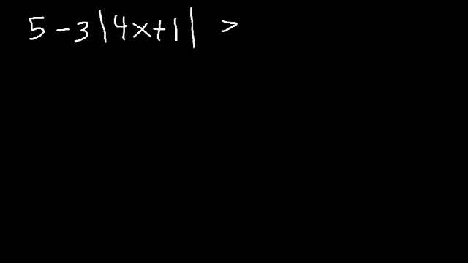Let's try another one. 5 minus 3 times the absolute value of 4x plus 1 is equal to or greater than negative 9. Now, at this point, you do not want to write two equations yet. You need to get the absolute value expression by itself before you separate it into two equations, meaning that the 5 and the negative 3, you need to move it to the other side of the equation before writing two equations. So let's subtract both sides by 5 first.